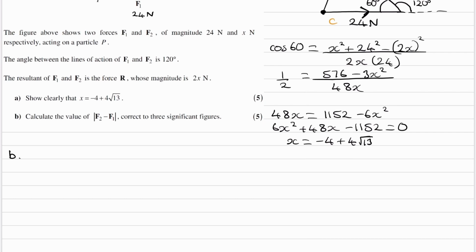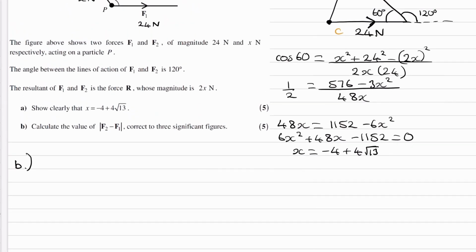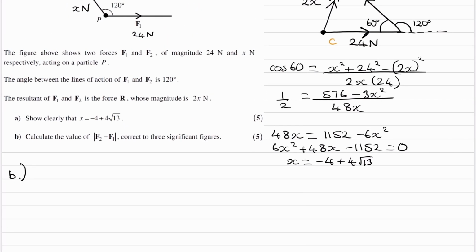For part B, calculate the value of the modulus of F2 minus F1, correct to 3 significant figures. So this is a bit different to what we had before. We had the resultant of F1 and F2, and that was equal to R. But now we have, instead of F1 plus F2, we have F2 minus F1. So that's a bit different. Again, we can draw these from head to tail. But before we do so, I'm going to rewrite what's inside the modulus as F2 plus, brackets, minus F1.